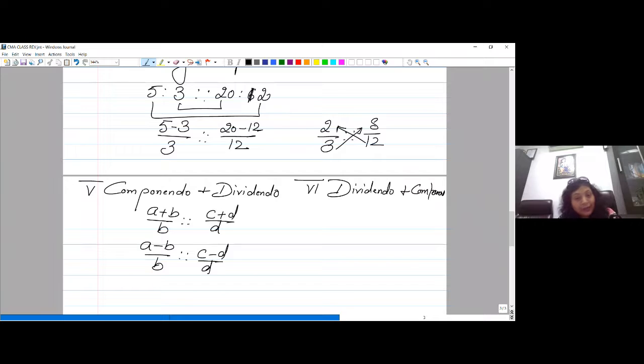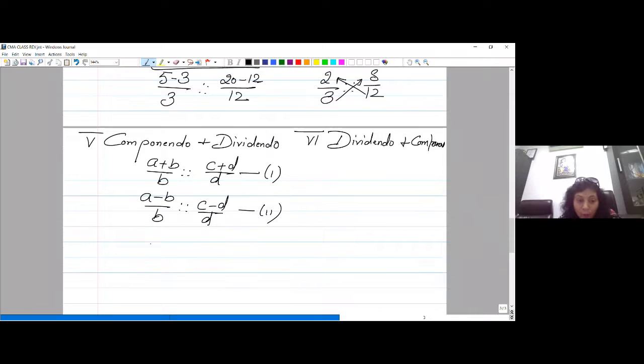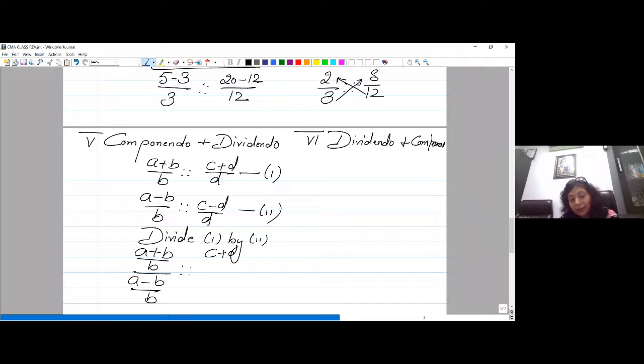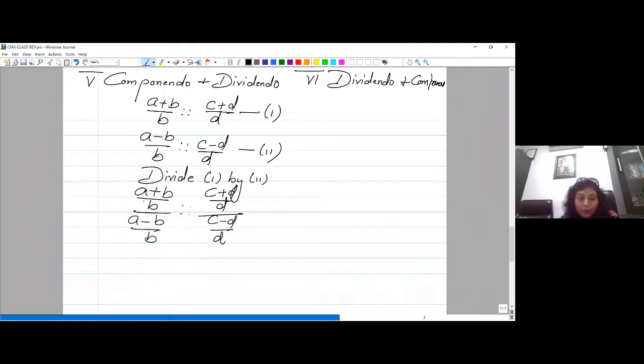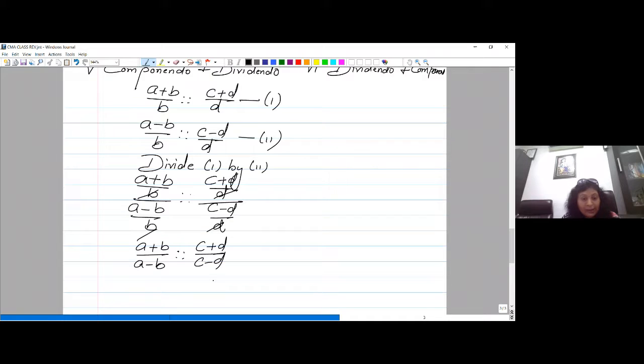When we say componendo and dividendo, then we divide 1 by 2. That means componendo is in the numerator and dividendo is in the denominator. So (A plus B) upon B upon (A minus B) upon B is in proportion to (C plus D) upon D upon (C minus D) upon D. Now B cancels, D cancels. That means (A plus B) upon (A minus B) is in the same proportion to (C plus D) upon (C minus D). Let's check it out.